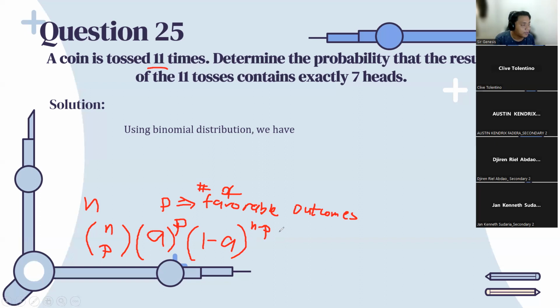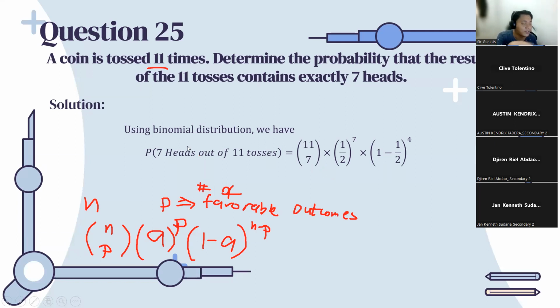So if we were to reflect this on the problem, the probability of getting 7 heads out of 11 tosses, our number of favorable outcomes should be 7 heads. So P is equal to 7, out of 11 tosses, so N. So you have 11 choose 7, multiplied.